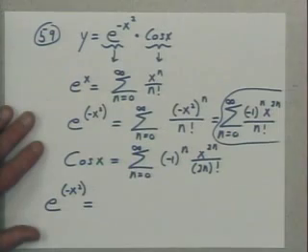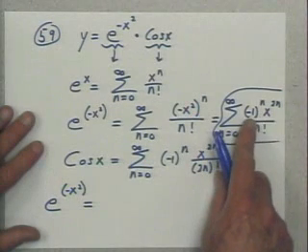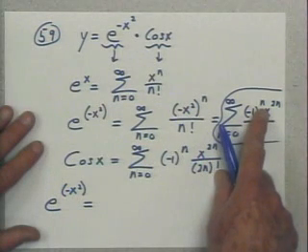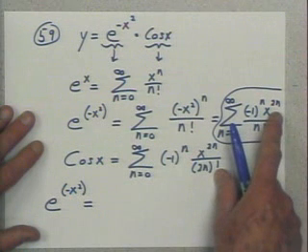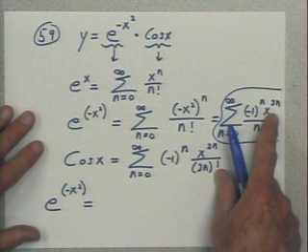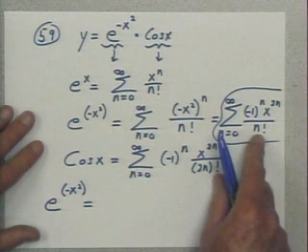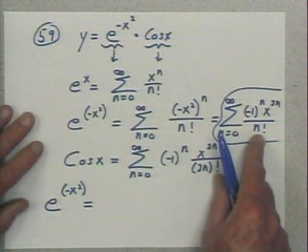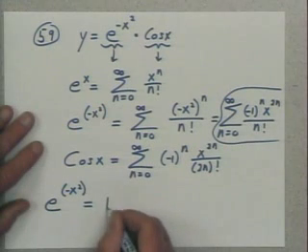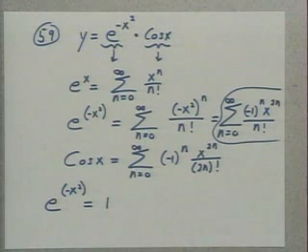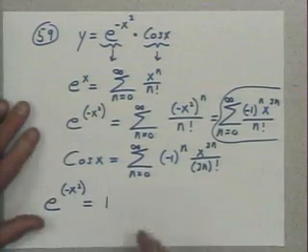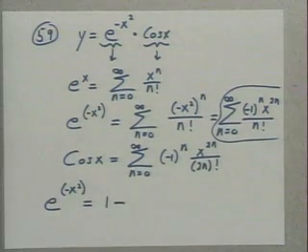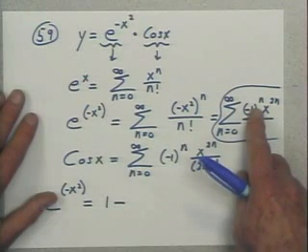Okay, if you replace n with 0, you get minus 1 to the 0, which is positive 1. You get x to the 0, which is 1, over 0 factorial, which is 1. So the first term of this series is 1. You buy that? Okay, the next term is going to be minus, because you're going to take negative 1 to the first power.